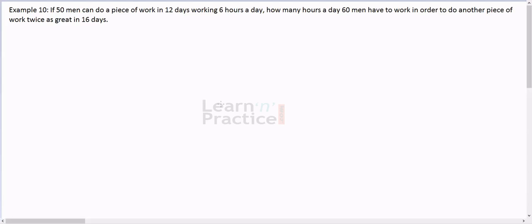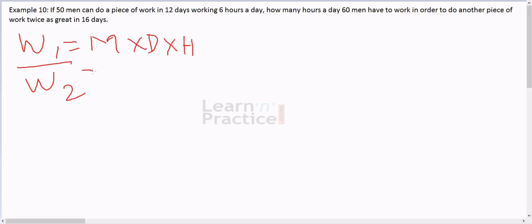So remember, whenever such kind of questions are given where two works are given and the data is given in terms of man and days, always use the formula: work 1 is equal to man into days, divided by work 2 is equal to man into days. So work 1 is equal to man into days, and if hours is given, then hours will also be multiplied, divided by work 2 is equal to man 2 into days 2 into hours 2.